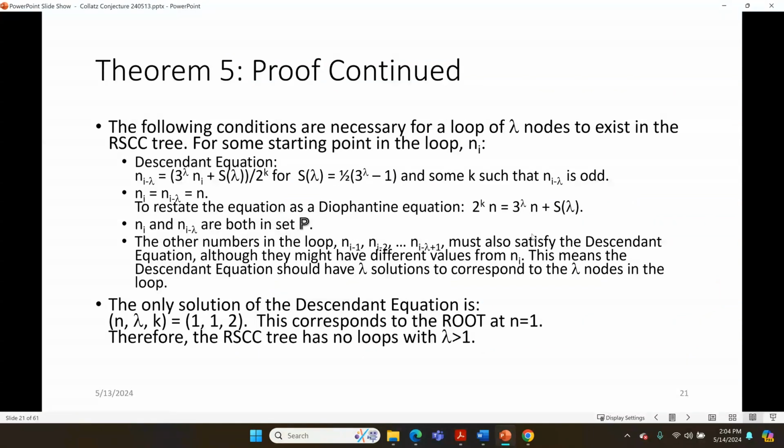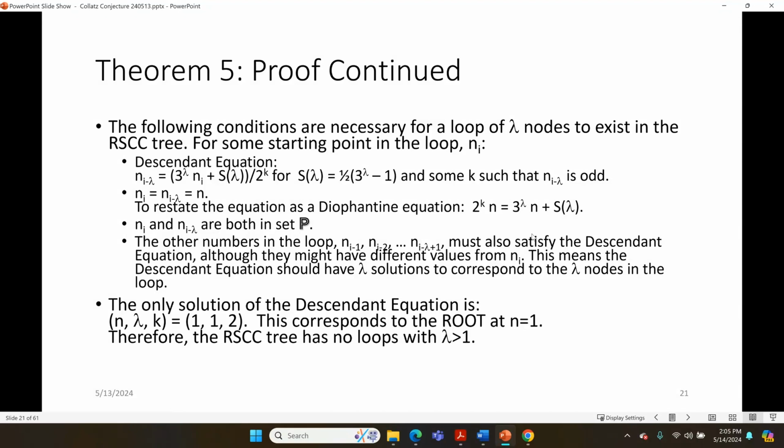To continue the proof, there are several conditions that have to be satisfied in order to be a valid solution for a possible loop in the tree. First of all, the descendant equation has to be satisfied for n, k, and lambda. And we restate the equation as a Diophantine equation, which would be 2^k times n equal to 3^lambda times n plus s of lambda.